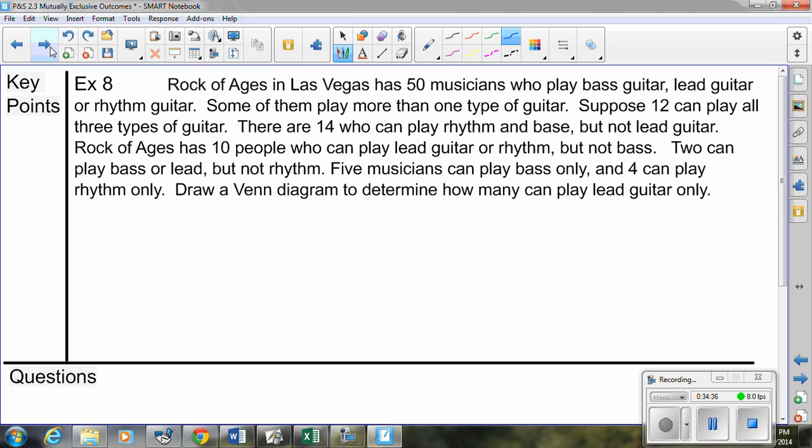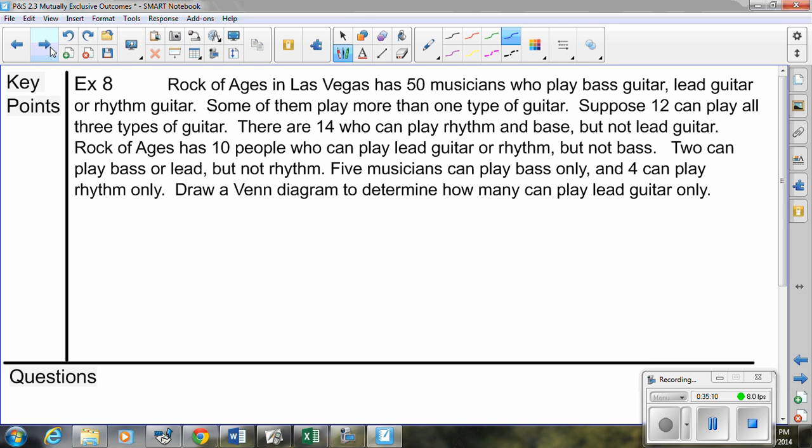Okay, here's our last problem. Rock of Ages in Las Vegas has 50 musicians who can play the guitar, whether it's bass guitar, lead guitar, or rhythm guitar. But being that they're professional musicians, a lot of them will play more than one type. So, we're given a bunch of situations, and at the end it says, draw a Venn diagram to determine how many can play lead guitar only.